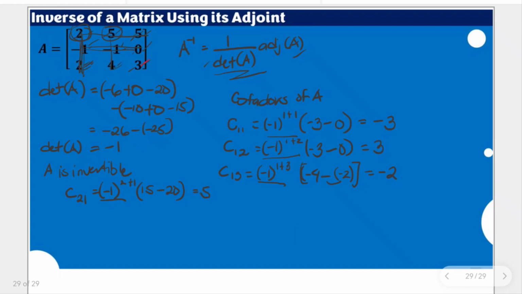Negative times negative. Cofactor of 2, 2, negative 1 to the power 2 plus 2, this is positive. So you are removing this portion of a cross here. So 2 times 3, you will have 6 minus 2 times 5, 10. So you will have positive, this is negative, negative 4.